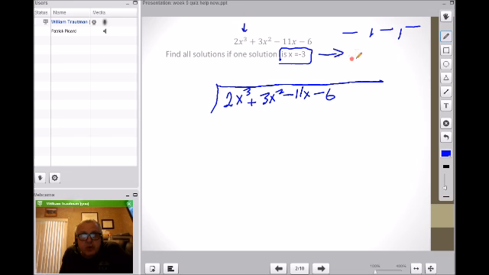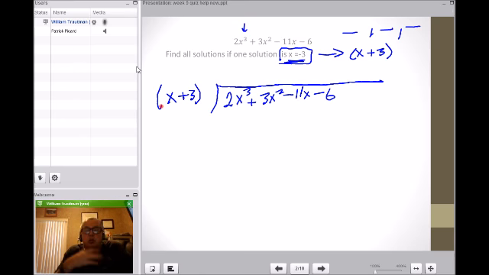This corresponds to x plus 3, right? Remember, when you put it in the parentheses, it's going to be the opposite sign. x equals negative 3 is x plus 3 in the parentheses. To get the 3 to the other side, you subtract 3 from each side, and you'd have x equals negative 3. So I'm dividing this by x plus 3 because one solution is negative 3. And I'm going to go through the long division steps.